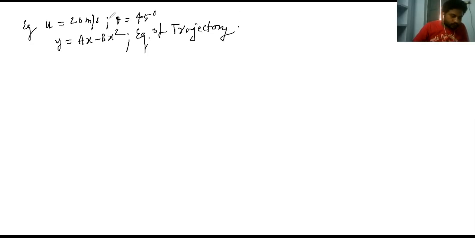Now, the question is, a and b are constants. Find the ratio of a by b. What is the ratio of a and b?